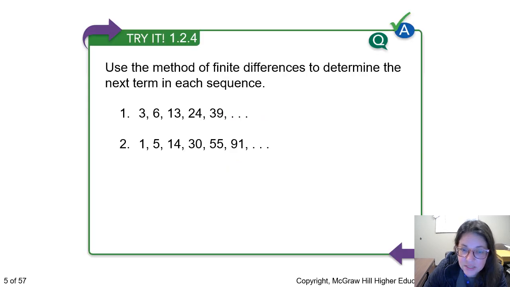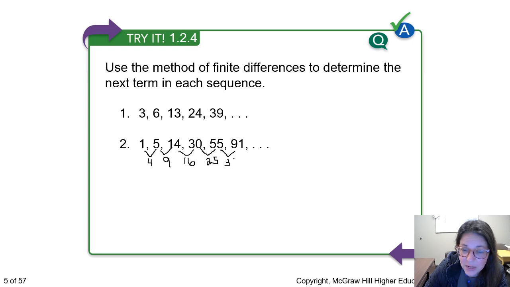Now, if we use finite differences in these problems, we would get similar results. So I can subtract 5 minus 1 is 4. 14 minus 5 is 9. 30 minus 14 is 16. 55 minus 30 is 25. And 91 minus 55 is 36.